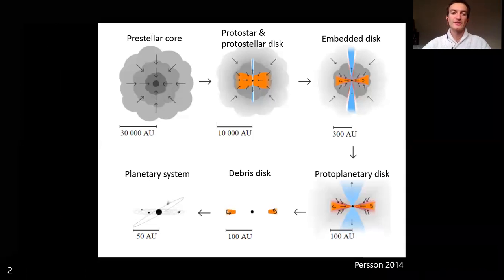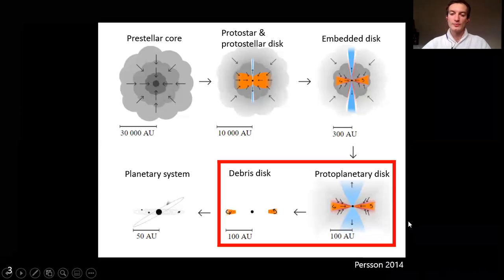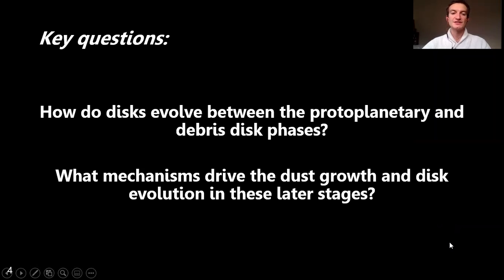So we know that the star and the planet formation processes are quite intertwined and include a disk. As seen in this cartoon evolution, we're particularly interested in what's happening at these later stages between the protoplanetary and the debris disk. So we asked two key questions. How do disks evolve between the protoplanetary and debris disk phases? And what mechanisms drive the dust growth and disk evolution in these later stages?